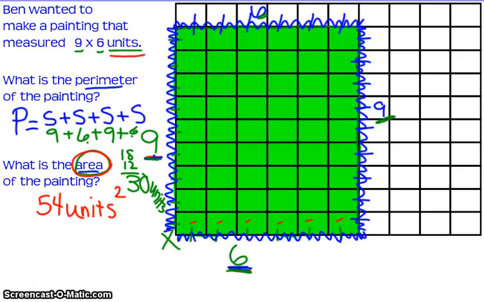Do I square it? No. Do I do anything to it? Cube it? No. It's just 30 units. All I had to do was measure how long the fringe needed to be.